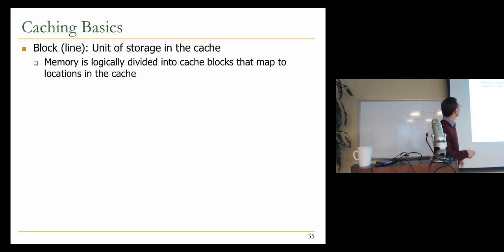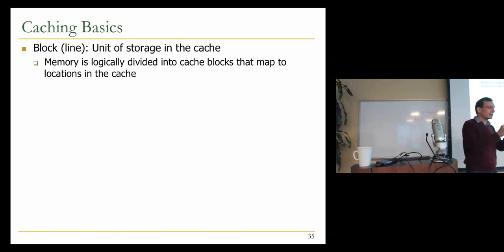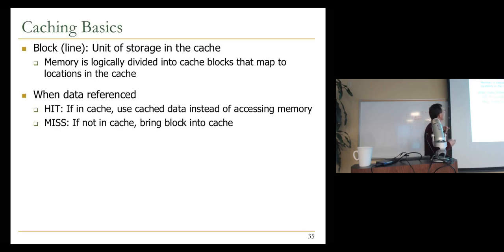So let me give you some terminology so that everyone is on the same page. A block or a line, the same thing, is the unit of storage in the cache. And this could consist of multiple bytes, or many, many bytes, actually. And memory is logically divided into cache blocks that map to locations in the cache. And the flexibility with which those memory blocks are mapped to locations in the cache determines how efficient your caching could be. We'll talk about that soon.